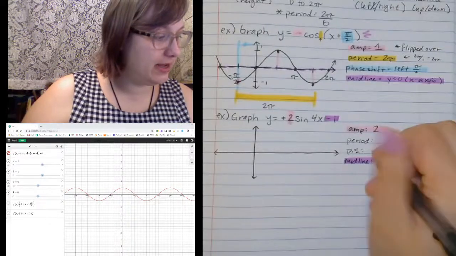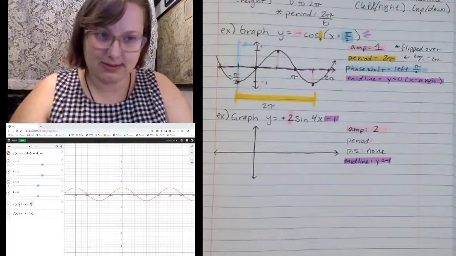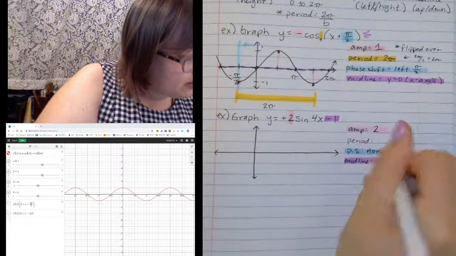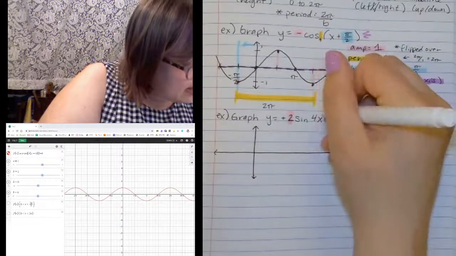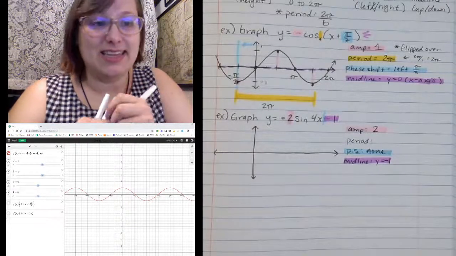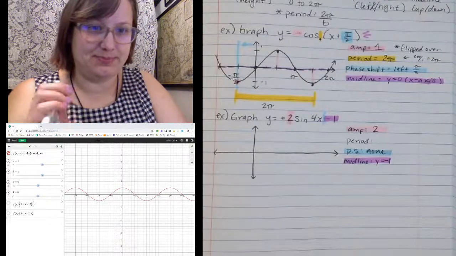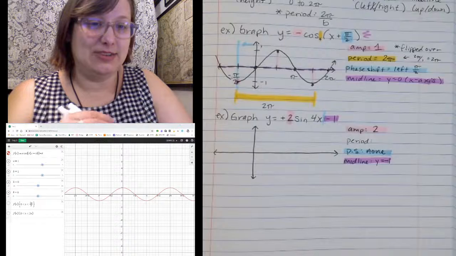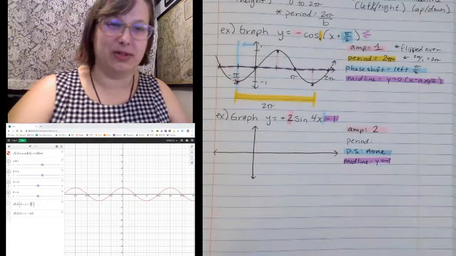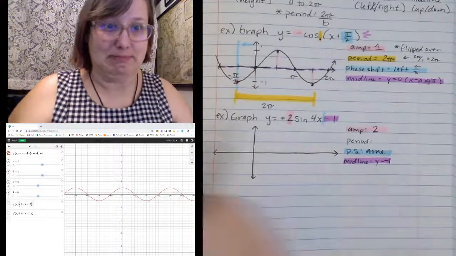The phase shift, we have none. So it doesn't move left or right at all. And that's because there's no number like in here by the x. There's no plus or minus in parentheses with the x. That's the key, is that there's got to be parentheses. Because the -1 is my phase shift, it's on the outside, technically. There's no outside to be worried about. It's just sine of 4x, and it assumes that you know that 4x is part of the sine, but the -1 is not. If it was, they would have parentheses around it.